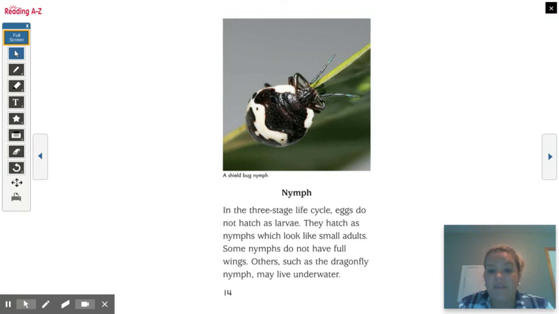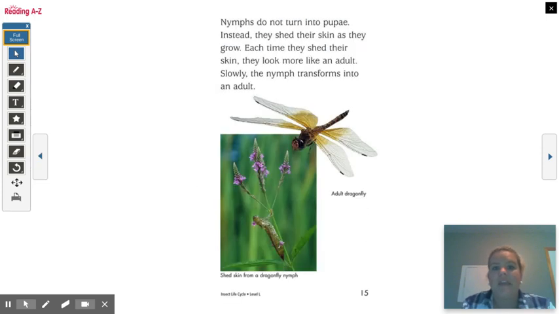They hatch as nymphs, which look like small adults. Some nymphs do not have full wings. Others, such as a dragonfly nymph, may live underwater. Nymphs do not turn into pupa. Instead, they shed their skin as they grow. Each time they shed their skin, they look more like an adult. Slowly, the nymph transforms into an adult. So here is a dragonfly's shed skin on that flower stem.